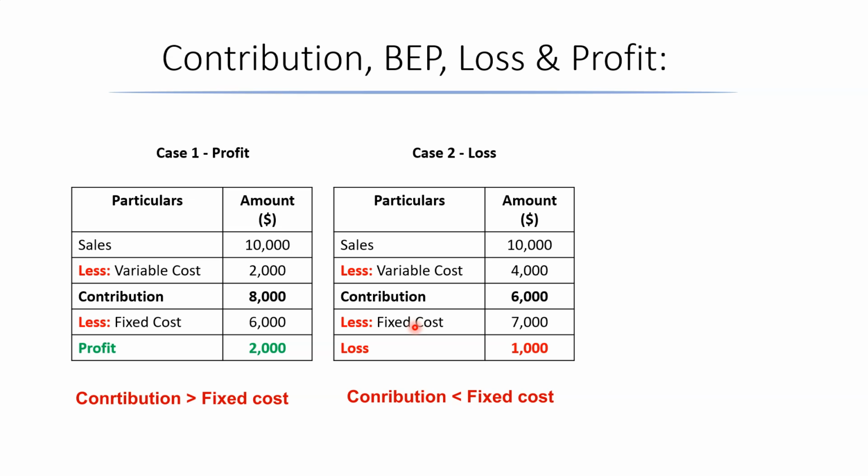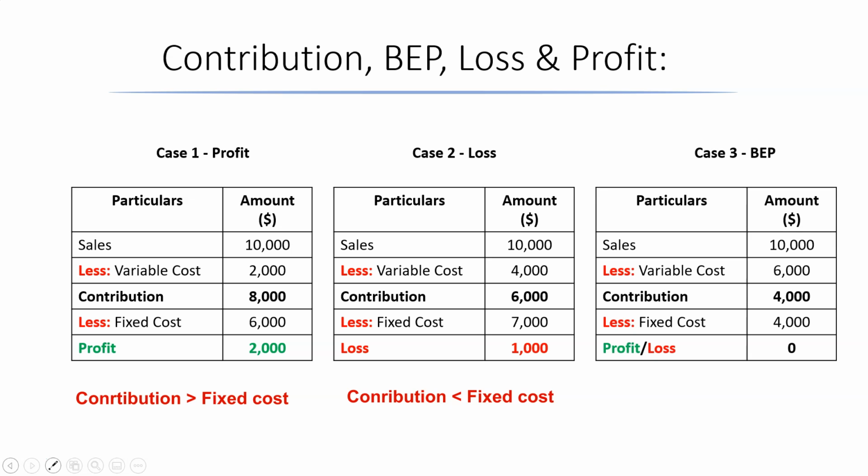So in our given cases, in case 1, your contribution is 8,000 and your fixed cost is 6,000. So your contribution is more than fixed cost. That's the reason you are having a profit of $2,000. Whereas in case 2, your contribution is 6,000, your fixed cost is 7,000. So here you are contributing less towards fixed cost, and that's the reason you are having a loss of $1,000. There is a definition of loss in marginal costing, that is, the irrecoverable portion of fixed cost is known as loss in marginal costing.